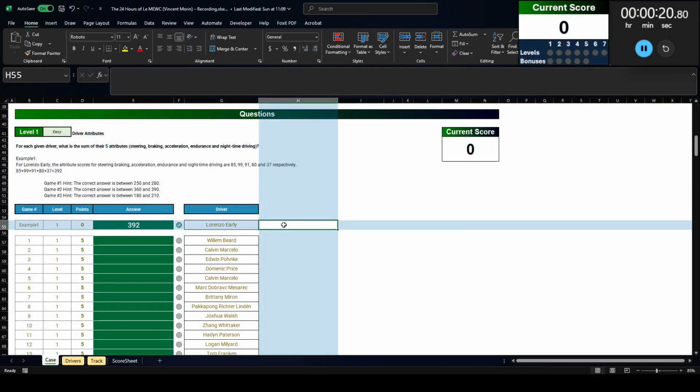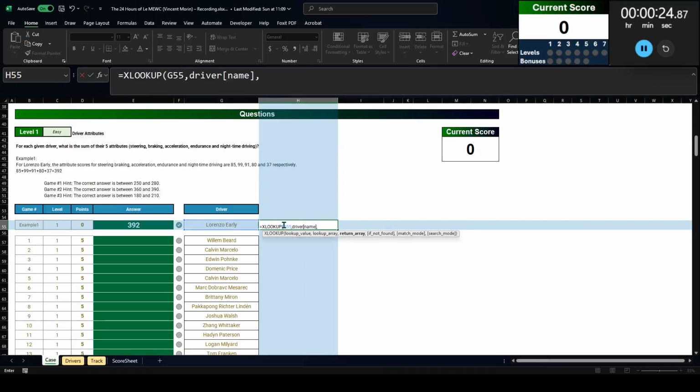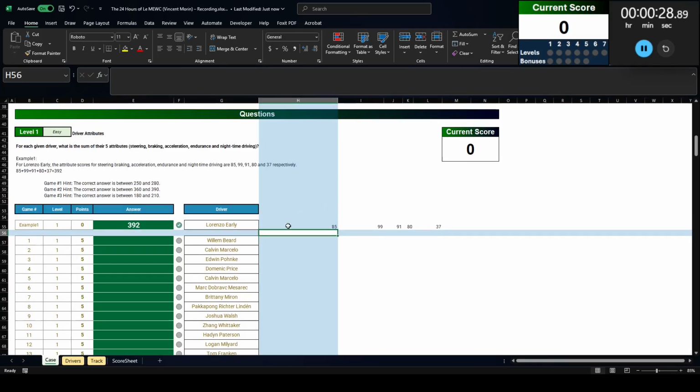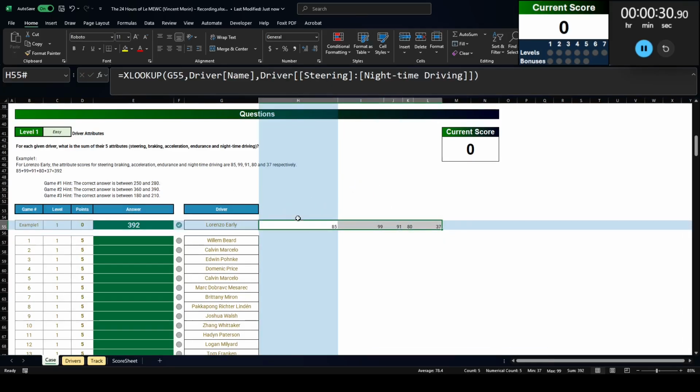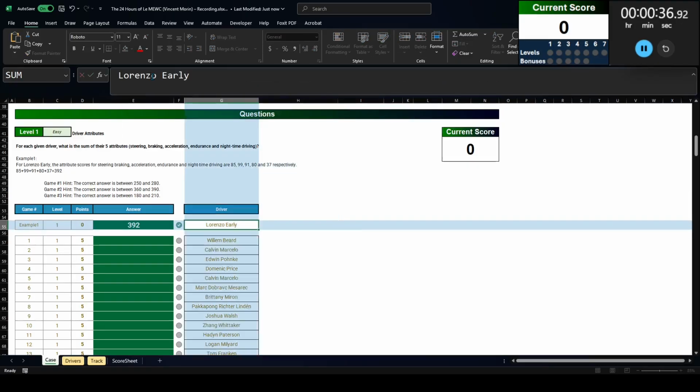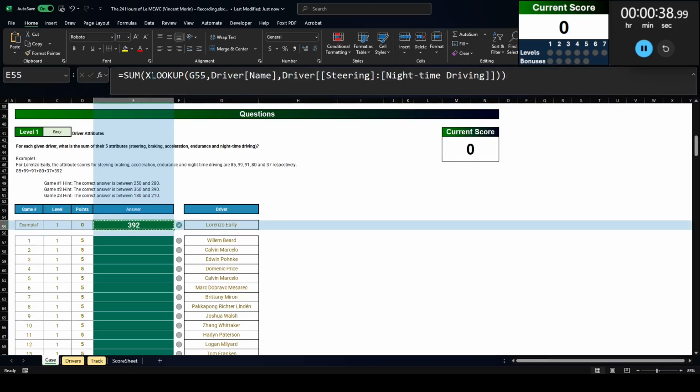So to get this, what I'm going to do is XLOOKUP this in driver name and return all 5 of these categories. One of the beautiful things about XLOOKUP is you can return more than one column from a table. I got 5 columns here. I just need to sum these together, and that should give me my answer for this level.